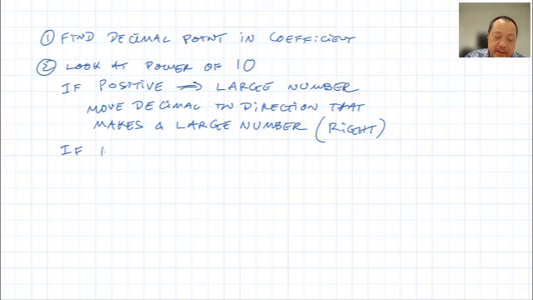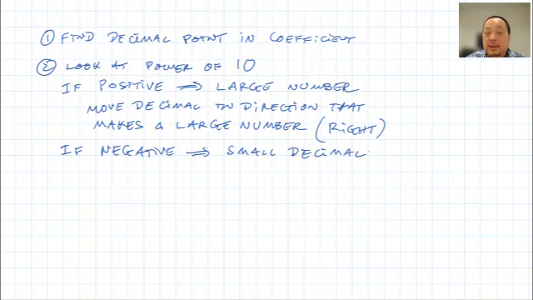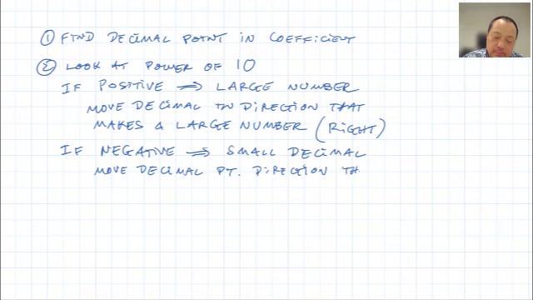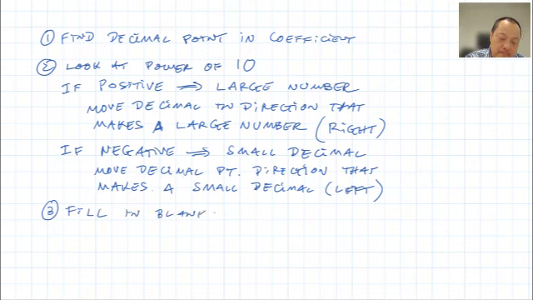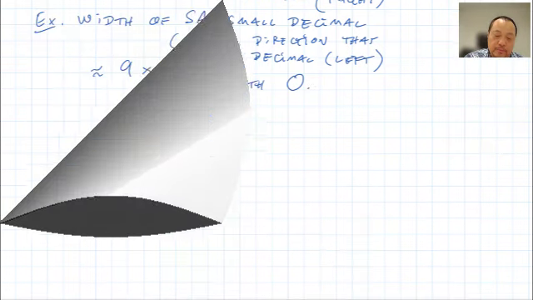If the power were negative, it tells me the number is a small decimal. Then I move the decimal point in the direction that makes a small decimal, which is to the left. If there are blanks, I fill in with zeros. Those are the steps. Let's now do some examples.